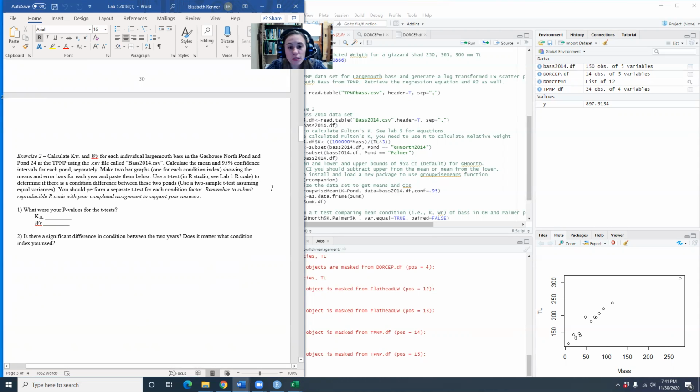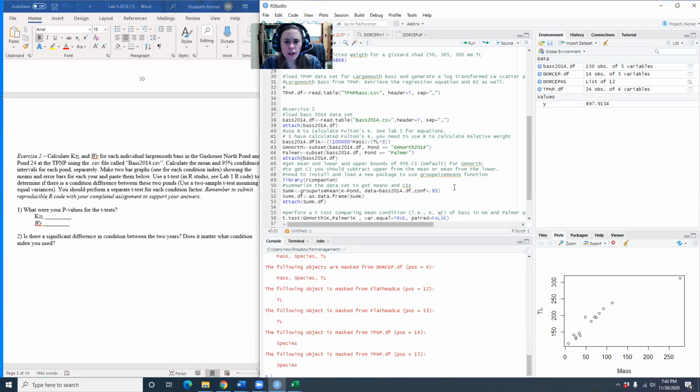So use a 2-sample t-test assuming equal variances. You could perform a separate t-test for each condition factor below. Remember to submit your reproducible R code to me with your completed assignment to support your answers. So what were your p-values for the 2 tests? And then, excuse me, is there a significant difference in condition between the 2 years? It doesn't matter what condition index you used.